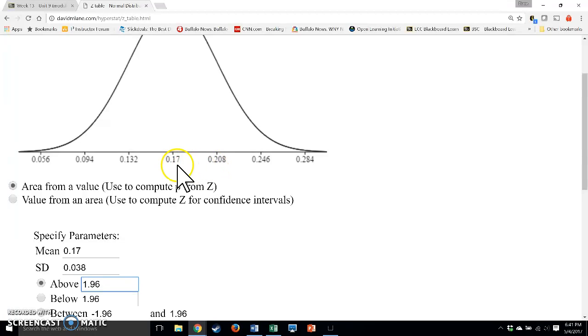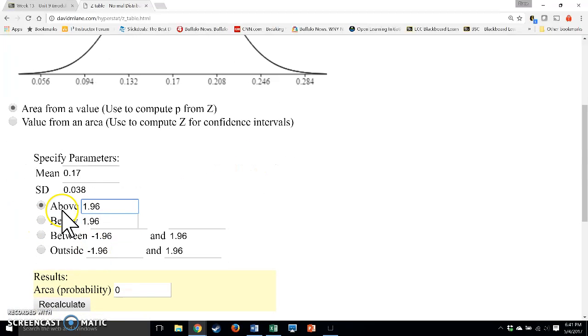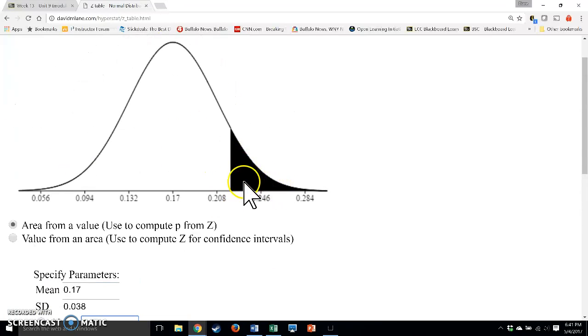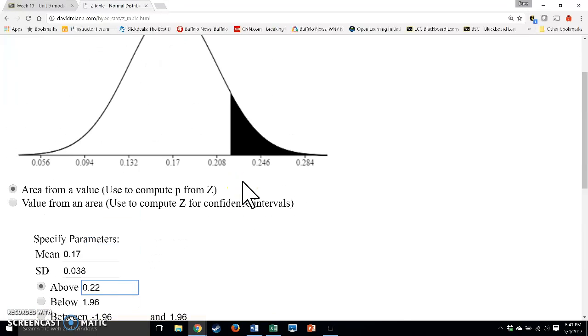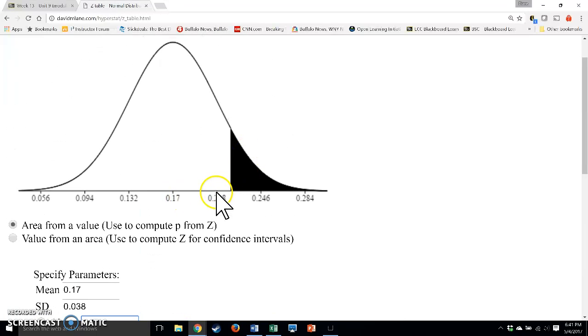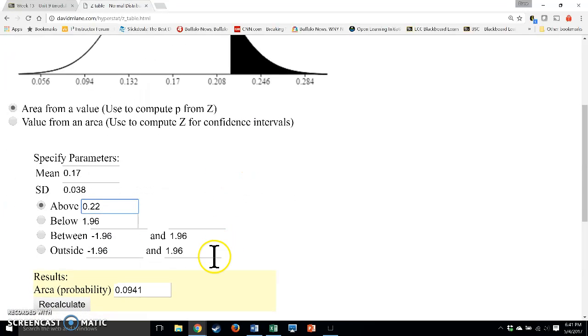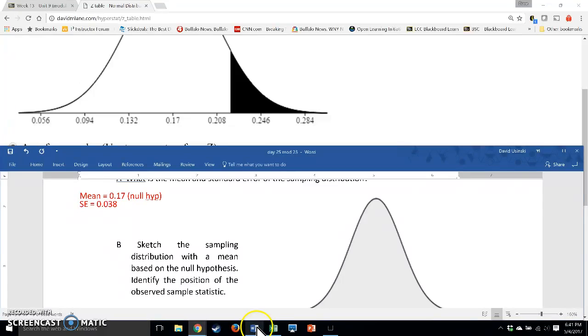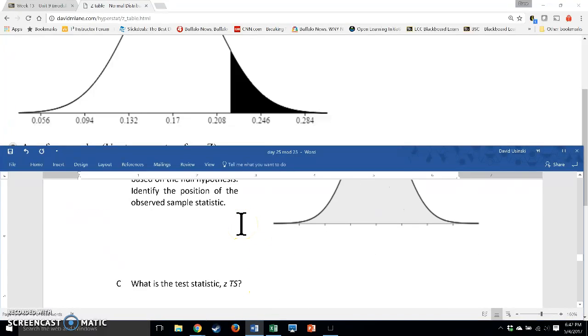So my sample was 22%. All right, so if I shade this in for you, if I say above 0.22, you can see where that falls in this distribution. You can see that I'm 1 standard deviation, but not quite 2 standard deviations above the mean. And you can see that my p-value, or the probability of having a sample that extreme or more, is 9%. All right, so let's finish up the problem here and see how we would analyze those results.